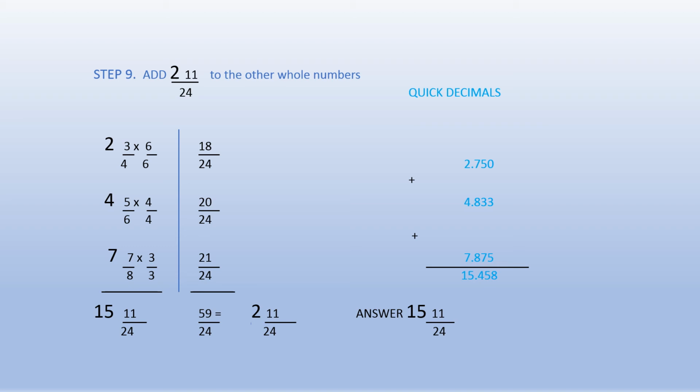3 divided by 4 is decimal 75. So the first number will be 2.75, a decimal. 5/6, if you divide 5 into 6, you get 0.8333333. I'm going to only use 3 digits. So it's 4.833. 7 divided by 8 is decimal 875. So the last one will be 7.875. Then I add this, and there is my answer. 15.458. It's much quicker and much easier using decimals.